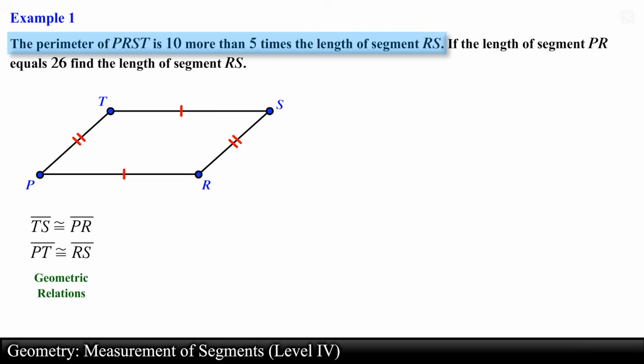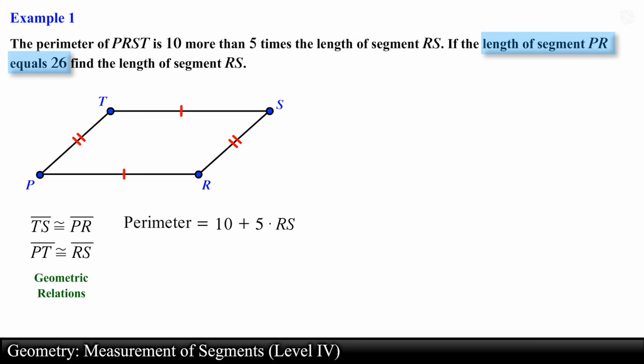We are also told that the perimeter of the figure is 10 more than 5 times the length of segment RS. We can translate this fact into an equation as the perimeter equals 10 plus 5 times the length of segment RS. We are also told that the length of segment PR is 26. This means that the length of segment TS is also 26, since both line segments are congruent.